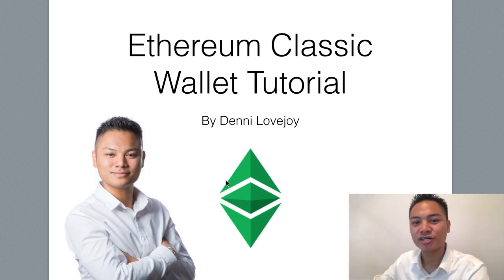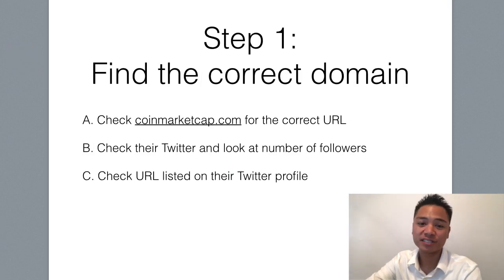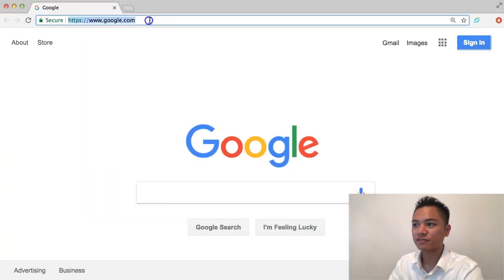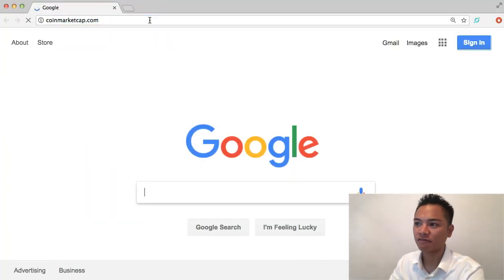And in this video, I'm going to show you how to download an Ethereum Classic wallet. So let's jump right into it. The first step here is to find the correct domain name. So I'll show you how I do that. We're going to have to go to coinmarketcap.com for this.